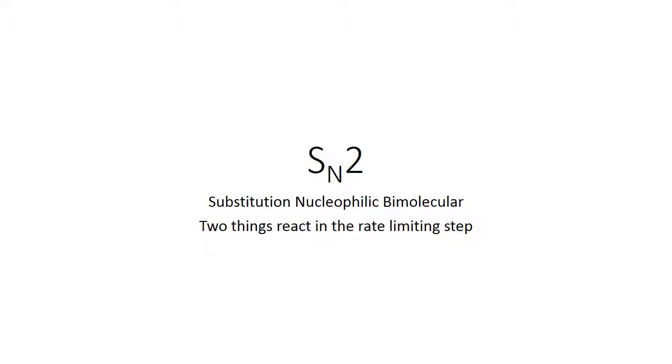The first mechanism we're going to look at is something called SN2. SN2 stands for substitution nucleophilic bimolecular. What the bimolecular means is two things are reacting in the rate limiting step. If you go back to kinetics, you'll remember that a bimolecular reaction in the rate limiting step means you have two things colliding and controlling the rate of the reaction.